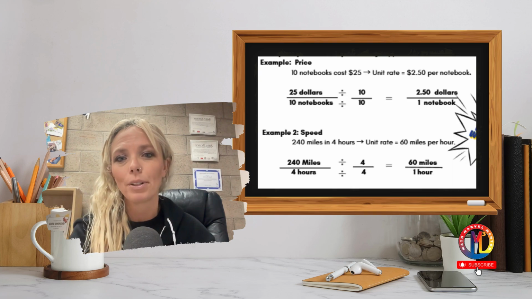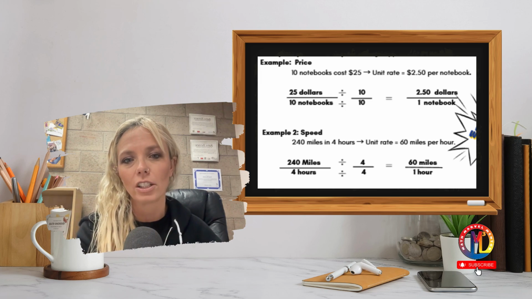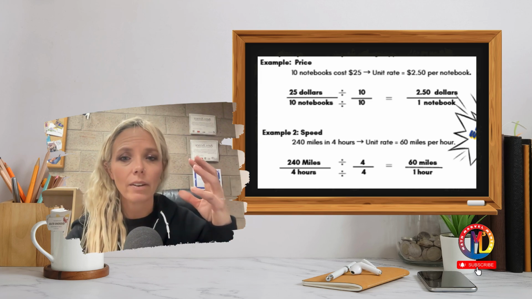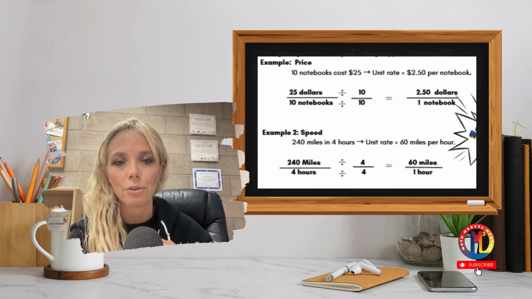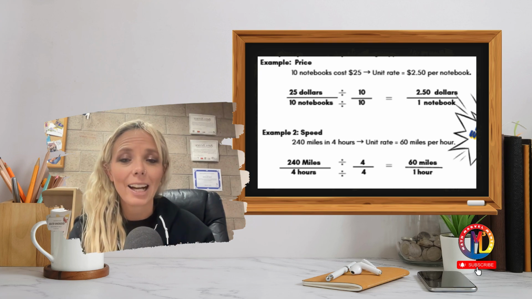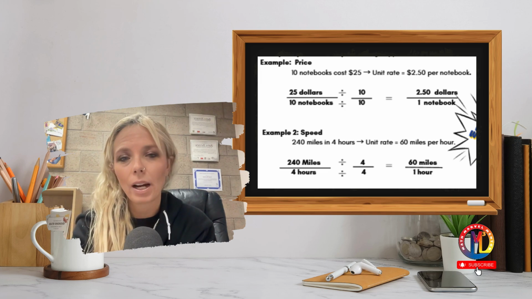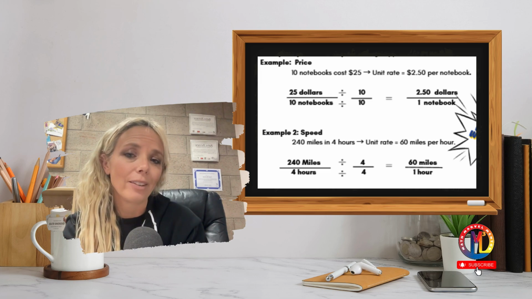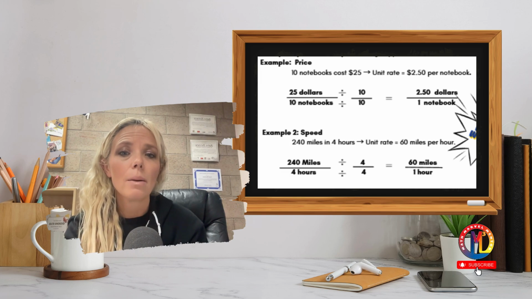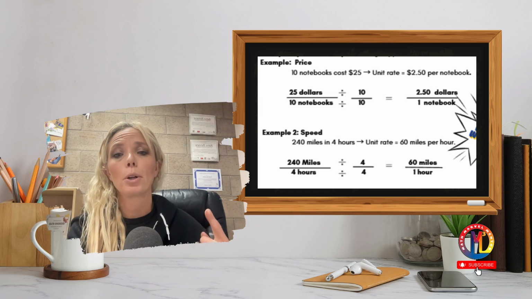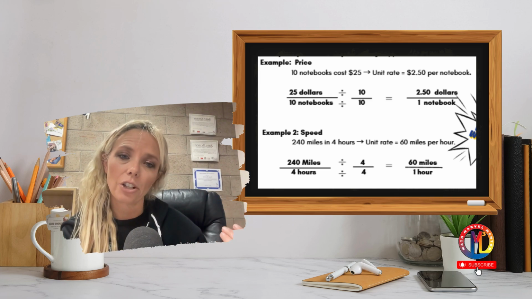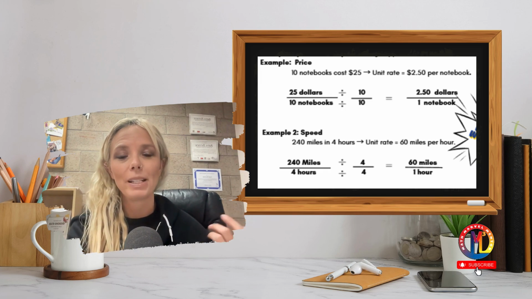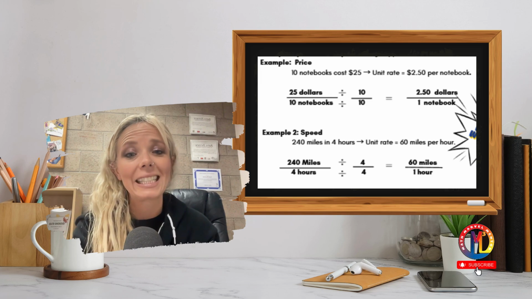If we think of this example, if I had 10 notebooks that cost $25, $25 divided by the 10 notebooks would give me the price per one notebook, which would be $2.50. Price is a huge unit rate that we see all over the place. Speed would be like if I was traveling 240 miles in 4 hours, I want to know how far do I travel per 1 hour. So 240 miles divided by 4 hours would give us our unit rate, and 240 divided by 4 would be 60. So our unit rate would mean that we would be traveling 60 miles an hour.